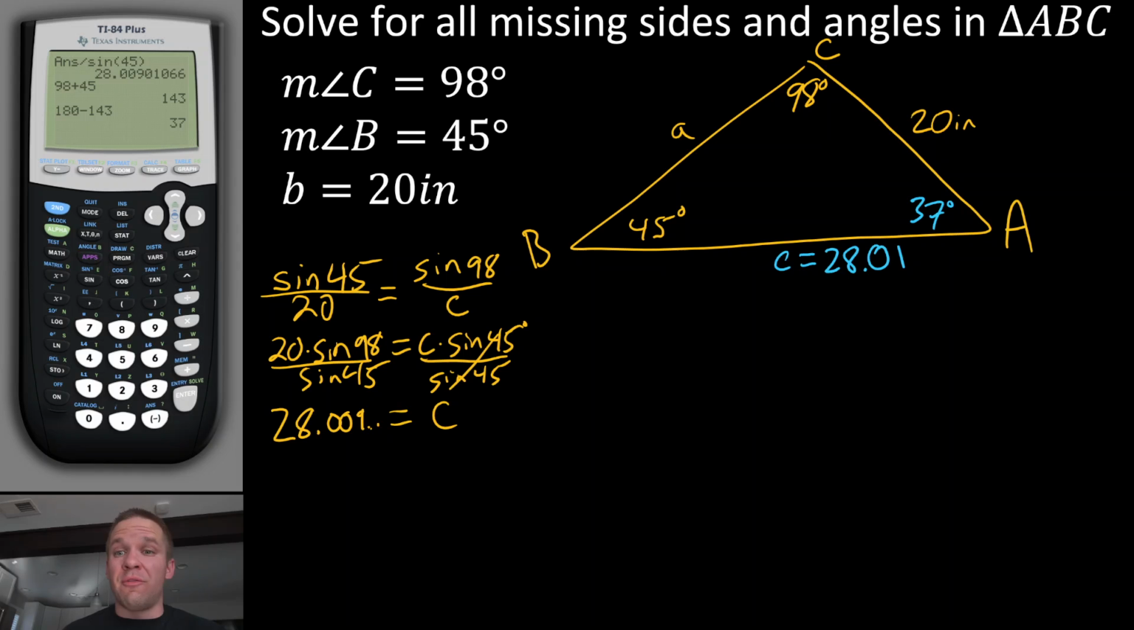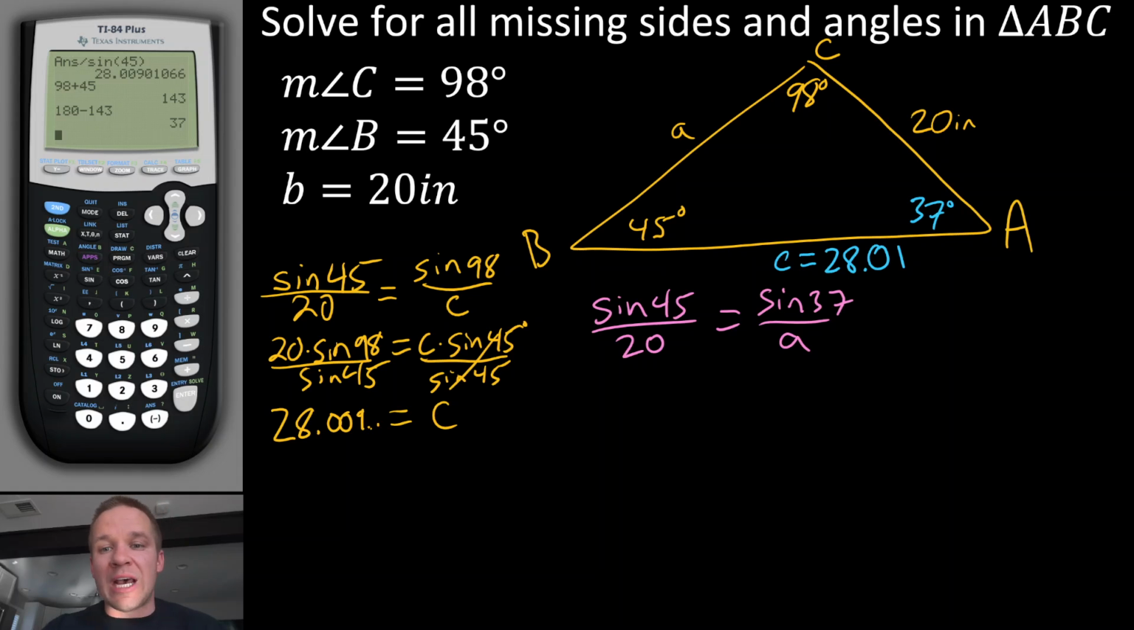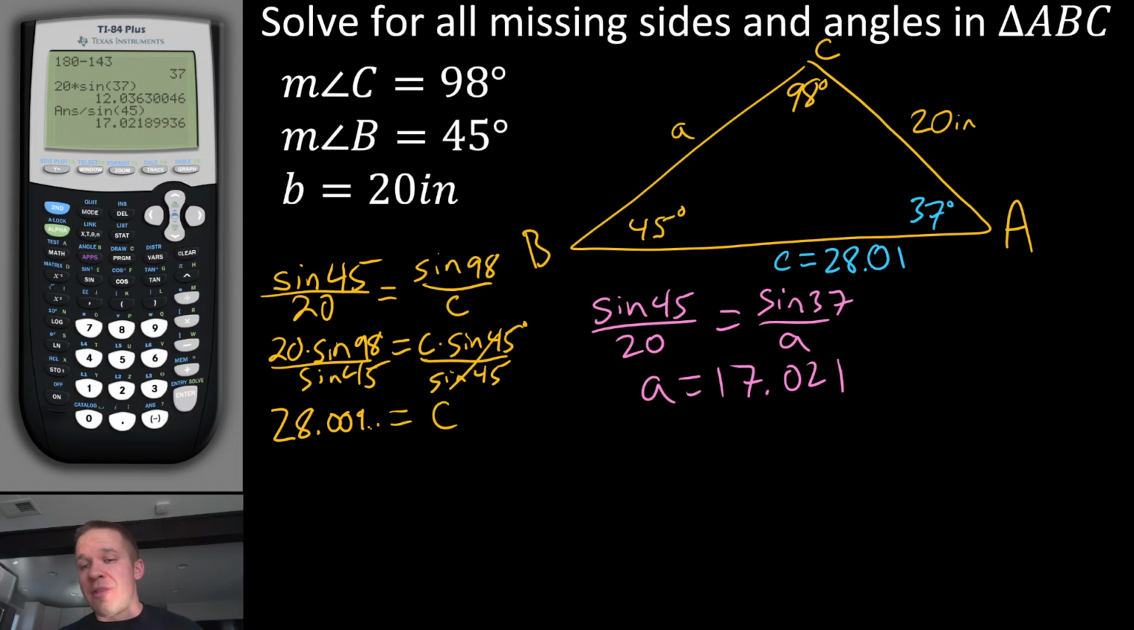Alrighty, now let's go ahead and solve for side a, right? We know that angle across it, we can work with that, right? So I'm going to use the original stuff from B and b. So I'm going to have the sine of 45 again over 20 equals, and then I'm going to have the sine of A, which is 37, divided by side a. So really the math is going to be about the same here with a different angle measure. So let's type that in our TI-84 Plus. All right, there we have it. We've got 17.021. a equals 17.021.